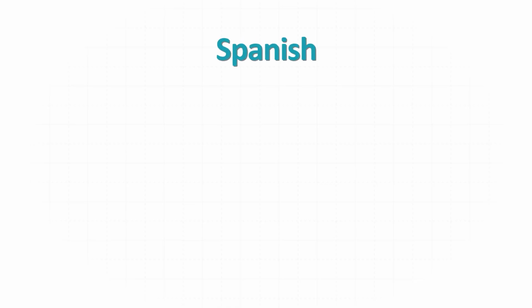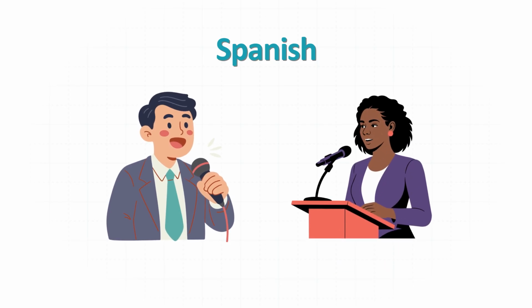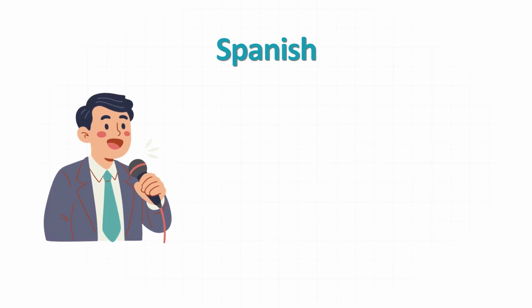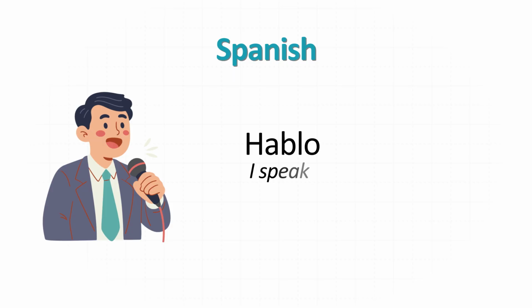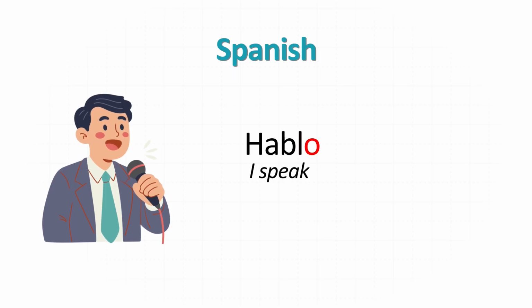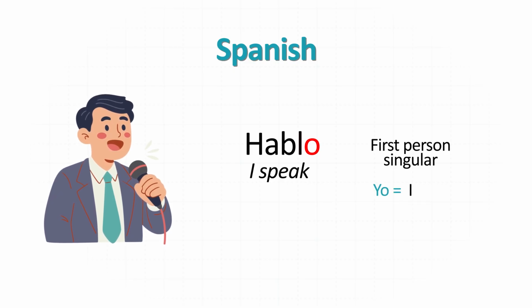Spanish works differently. Spanish verb endings change depending on who's doing the action. The ending of the verb tells you everything you need to know. When a Spanish speaker hears the verb hablo, they immediately know it means I speak. The O ending signals first-person singular. That's the grammatical term for I. They don't need to hear the word yo, which means I, because the verb already told them.